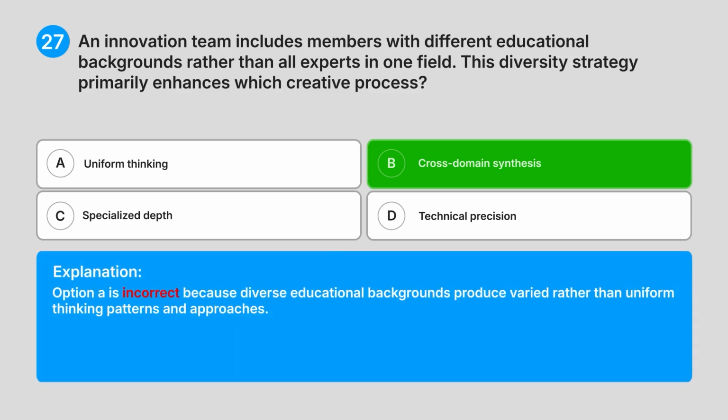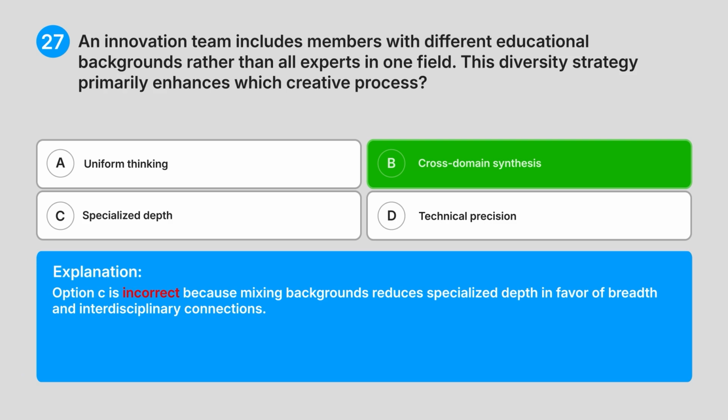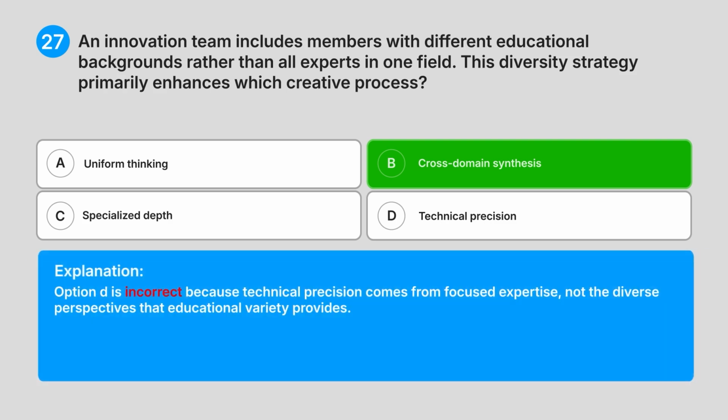Option A is incorrect because diverse educational backgrounds produce varied rather than uniform thinking patterns and approaches. Option C is incorrect because mixing backgrounds reduces specialized depth in favor of breadth and interdisciplinary connections. Option D is incorrect because technical precision comes from focused expertise, not the diverse perspectives that educational variety provides.